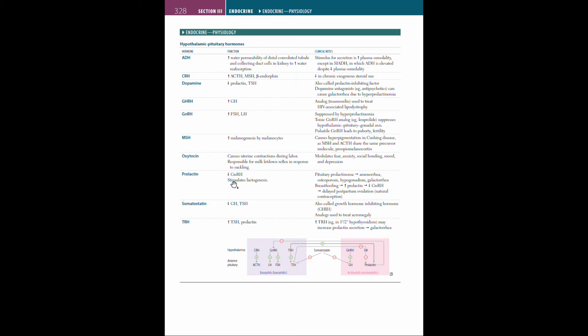Prolactin causes decrease in growth and stimulates lactogenesis. Pituitary prolactinoma leads to amenorrhea, osteoporosis, hypogonadism, galactorrhea. Breastfeeding causes increase in prolactin, causing decrease in GnRH, that will lead to delayed postpartum ovulation and natural contraceptive.